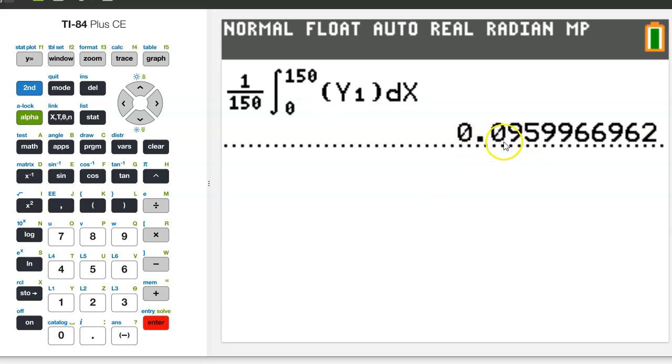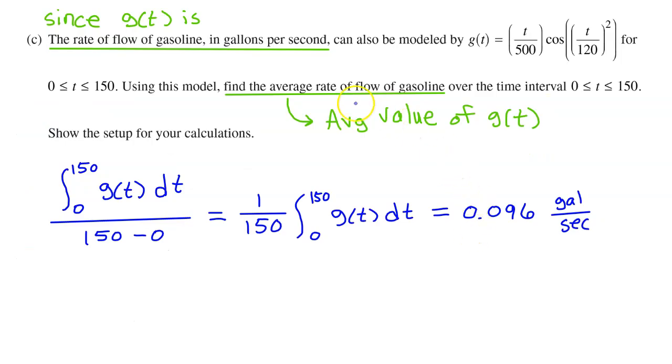So 0.096 if you round up, or 0.095 if you like to truncate. So the average rate of flow of gasoline over this time interval is 0.096 gallons per second. Make sure you include these units. You will lose a point if they are missing.